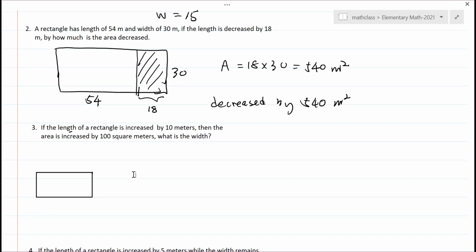So that is the width, right? That is the length. So the length increased by 10 meters. So this is the increased part. The area of the increased part is going to be 100, right? So 10 times W should be equal to 100. So W should be equal to 10. So 10 meters. Okay, got it? So as long as you draw the picture, it's clear. It's easy to see. If you don't draw the pictures, confused. So step 1 for geometry problem, always draw the picture.